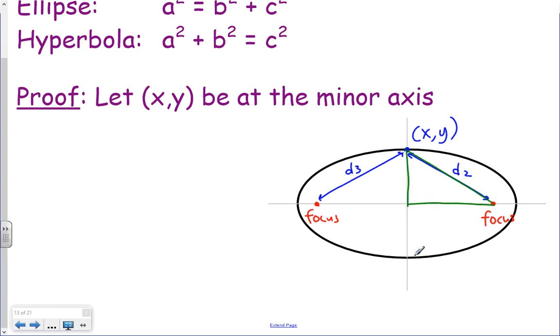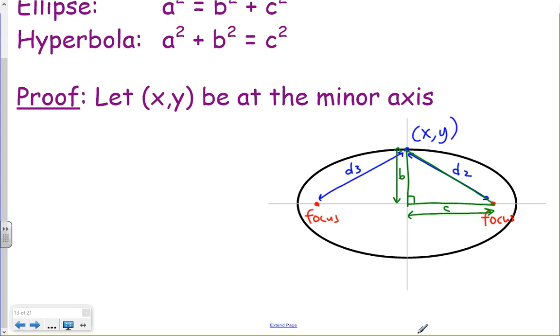If I measure this distance horizontally, that's known as my focal radius, so that's c. If I measure this distance vertically, that is my minor radius, so that is b. Those are two sides of this right triangle, so my Pythagorean property tells me that the sum of the two legs squared is equal to the third side squared. I guess really what I need to do then is show that D2 is equal to a, and I'll have my property here.